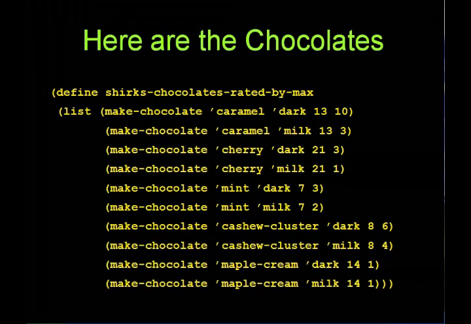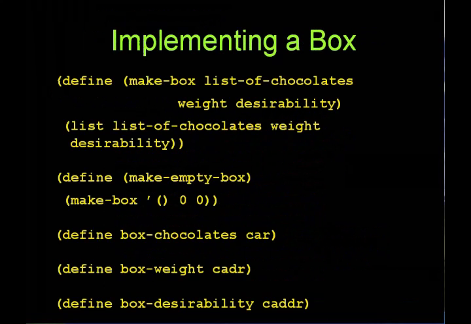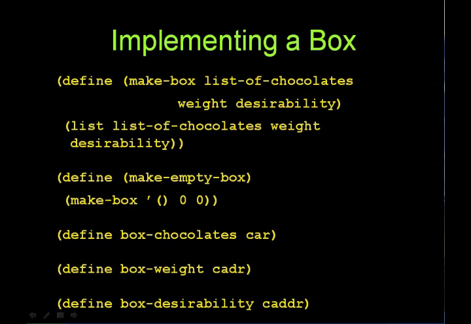Your goal obviously is to pack as many pieces as you can to maximize the total goodness of the set. So we make a box. A box has a list of chocolates, a weight, and a desirability. The empty box is just nothing, 0, 0, because no chocolates means no weight and not desirable. To get the chocolates, you take the CAR. The weight of the box is the CADR. And finally, the desirability is the third number.